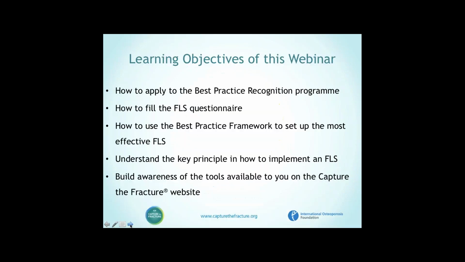The main objectives for this webinar are to understand how to apply the program, complete the questionnaire, and use this to set up the most effective FLS in your region. You will also understand the key principles on how to implement an FLS and be aware of the wealth of other tools available to support you to do this.